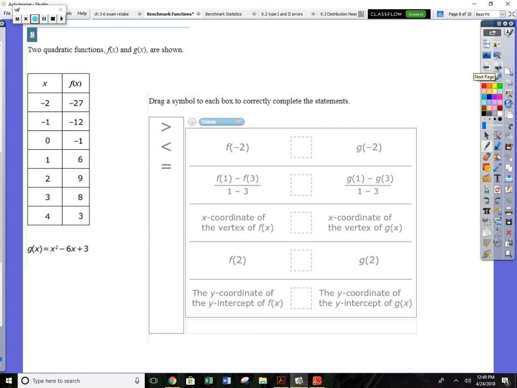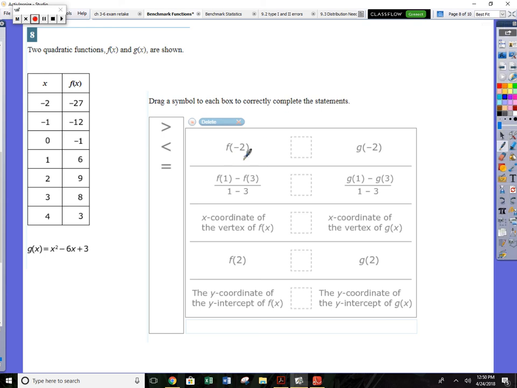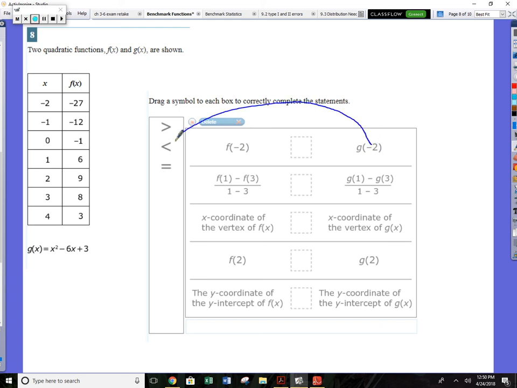This one looked pretty intimidating. Okay, but now look, check this out. We can do this. Let's do f of negative 2, and let's do g of negative 2. So they just want you to take negative 2 and plug it into g. If you take negative 2 into g, it's going to be negative 2 squared minus 6 times a negative 2, replacing all these x's with negative 2's, plus 3.